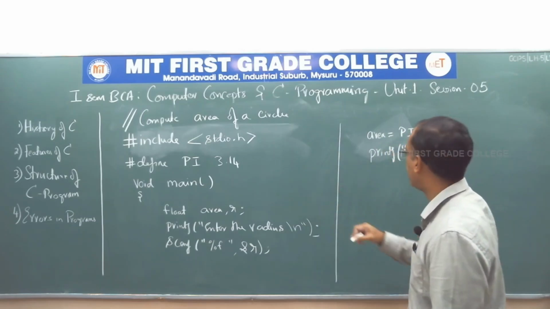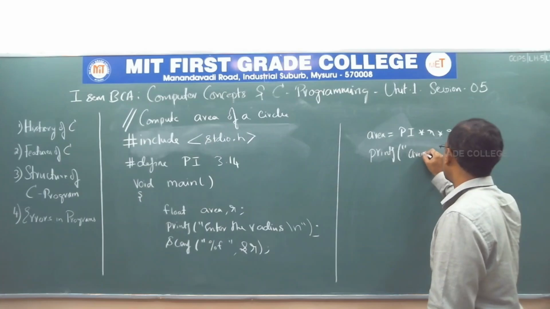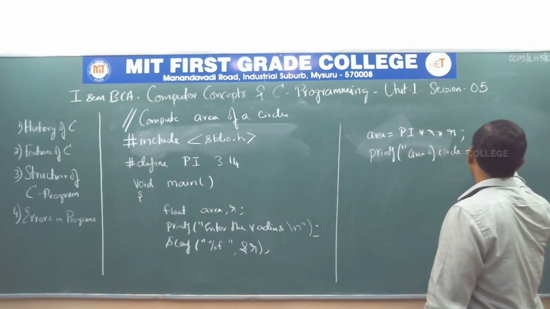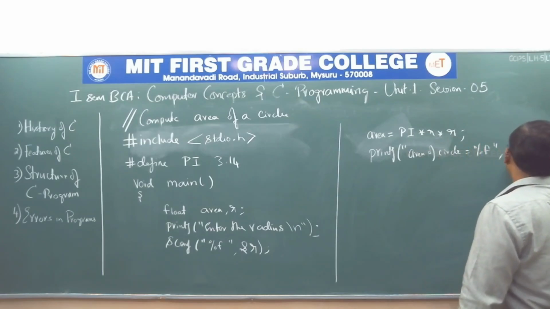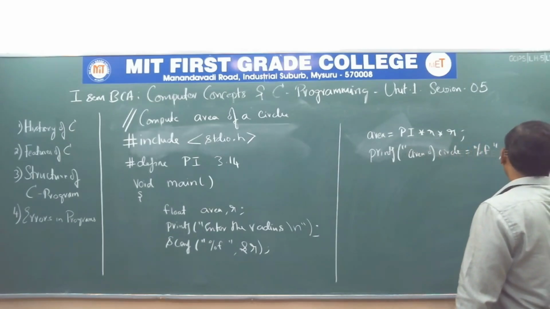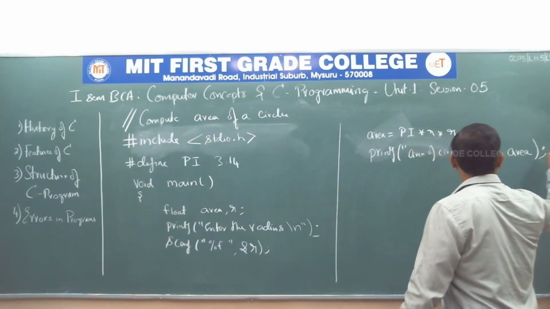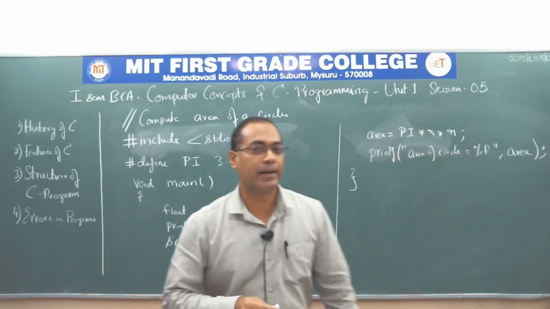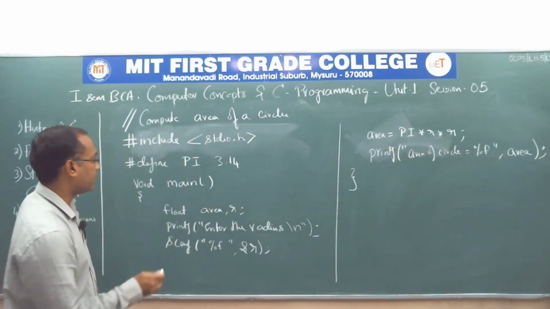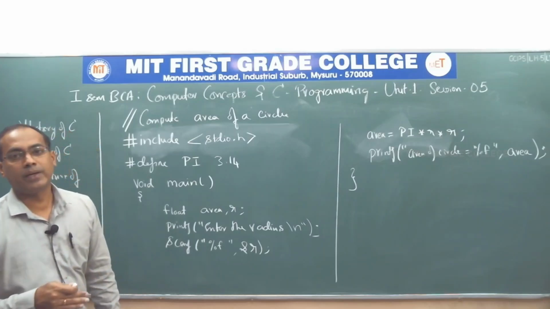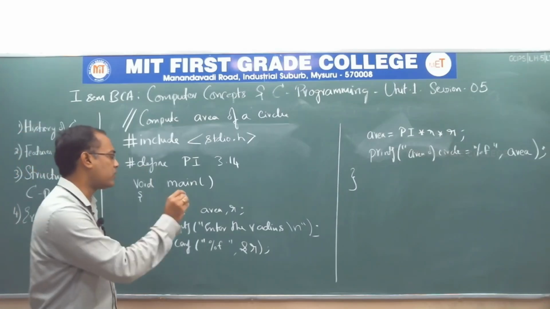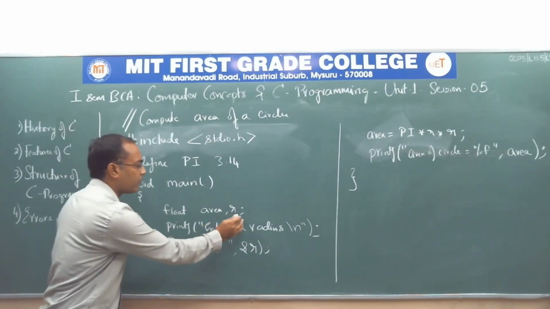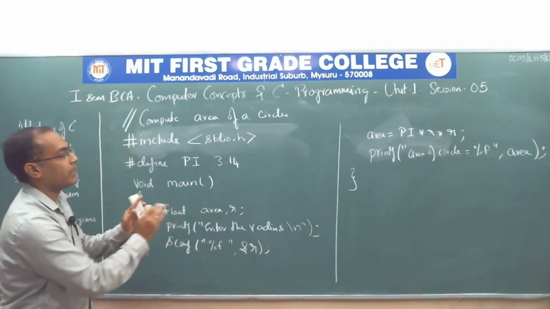Again we use the printf function, area of circle is equal to %f, then write down the name of the variable and terminate the function with the help of the closing curly bracket. Students, what you need to understand is that just as you terminate every statement of English using a full stop, in the C programming language you terminate every statement with the help of a semicolon. This is how you write your C program.